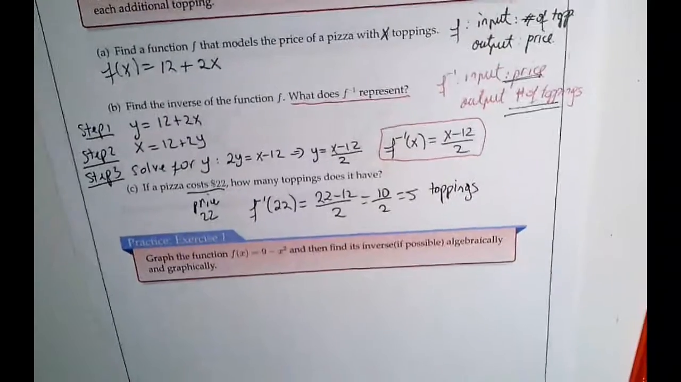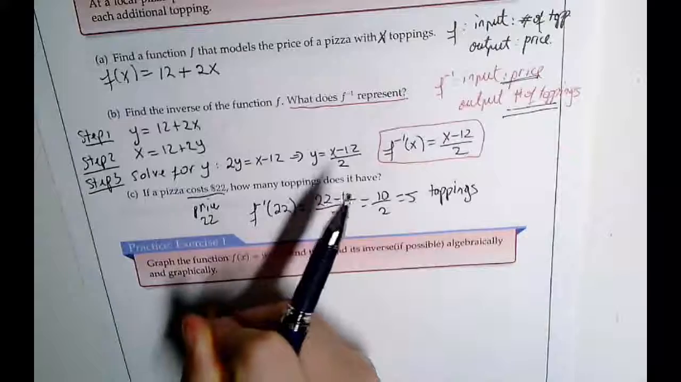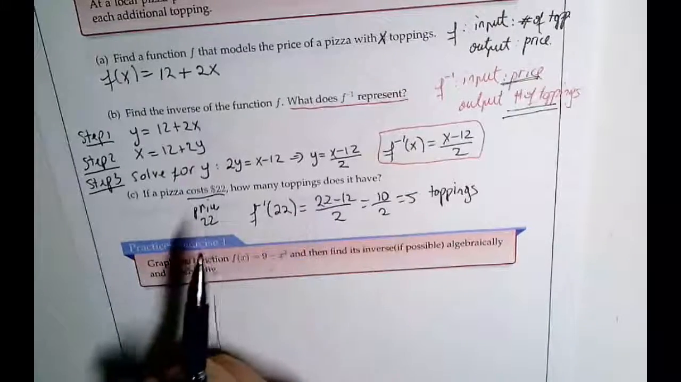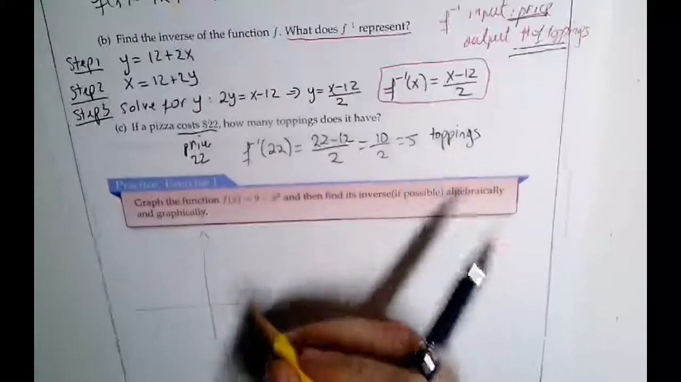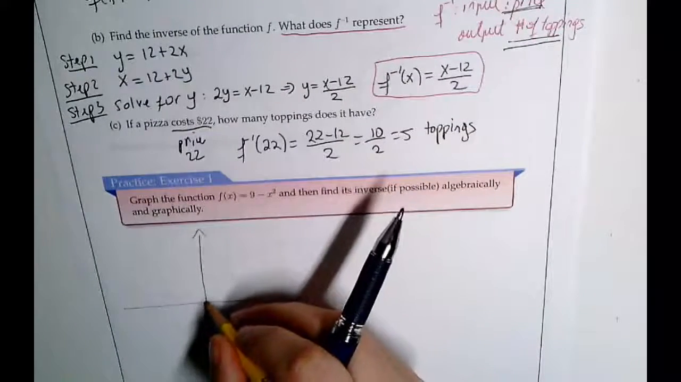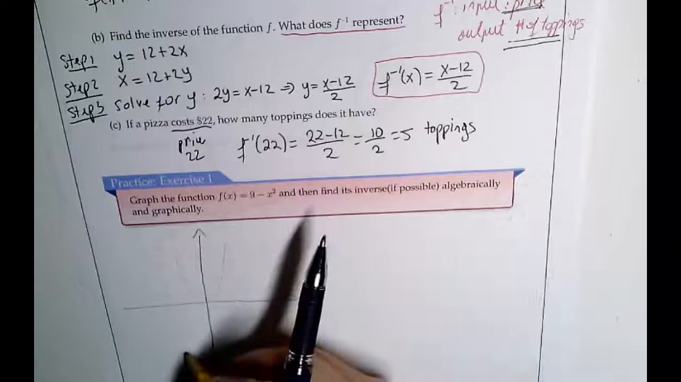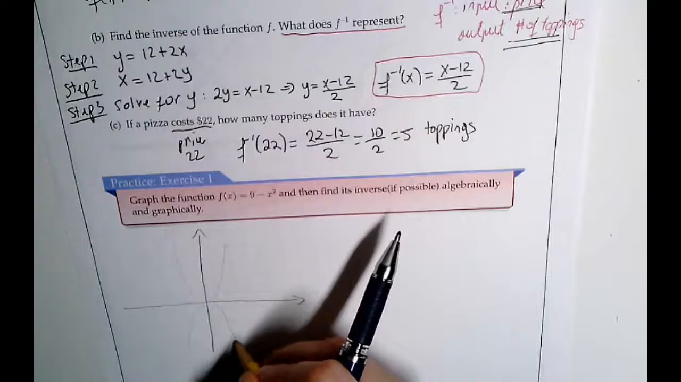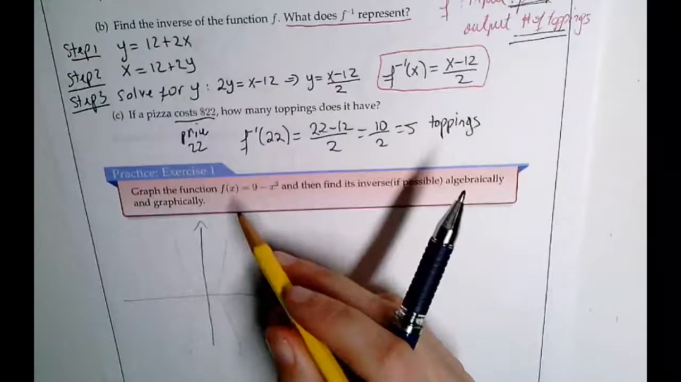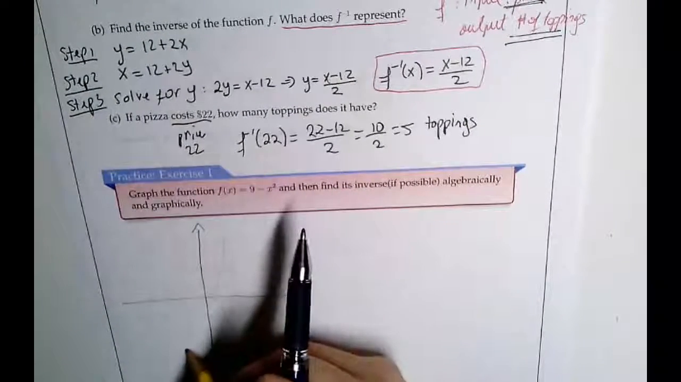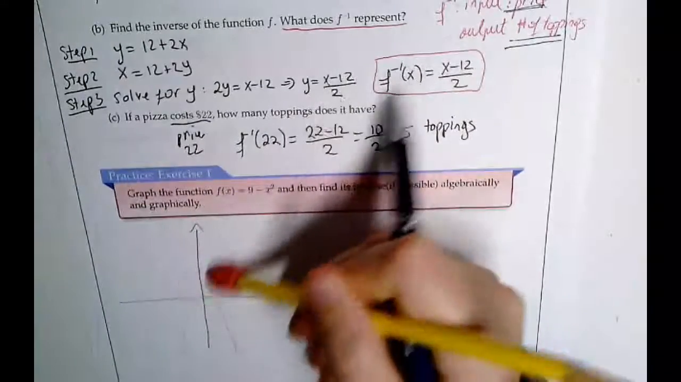One practice exercise. We're asked to graph the function 9 minus x squared. 9 minus x squared is a parabola. Well, x squared is like this. Minus x squared is a reflection over the x-axis. And then 9 means up 9 units. So I'm going to take this one and move it up 9 units. But let me erase this first.